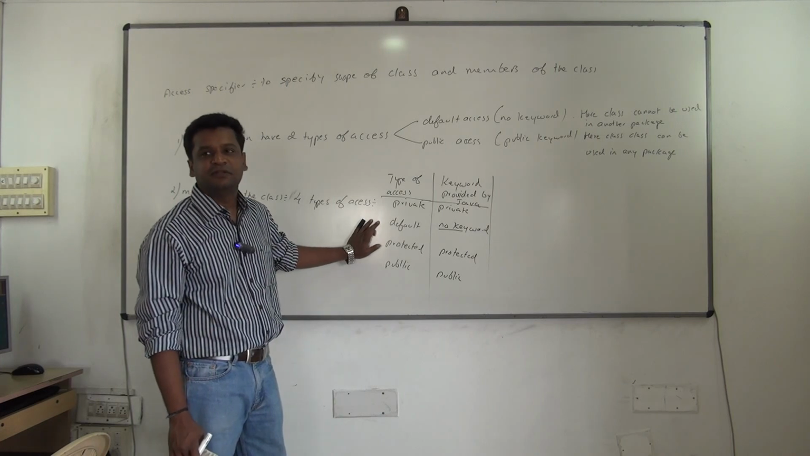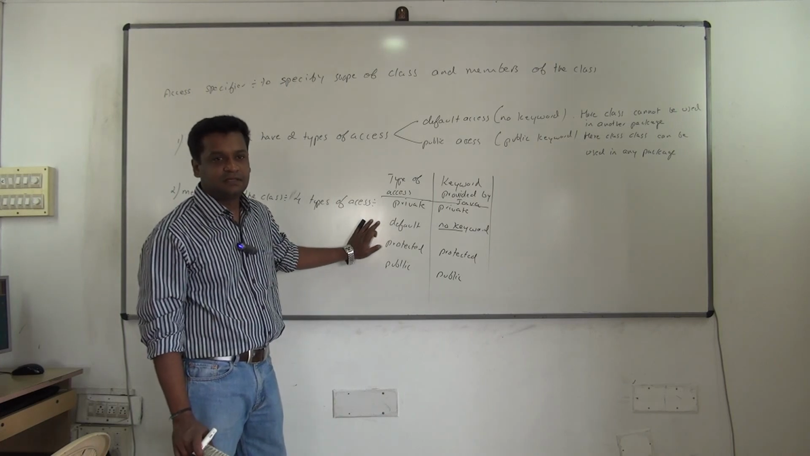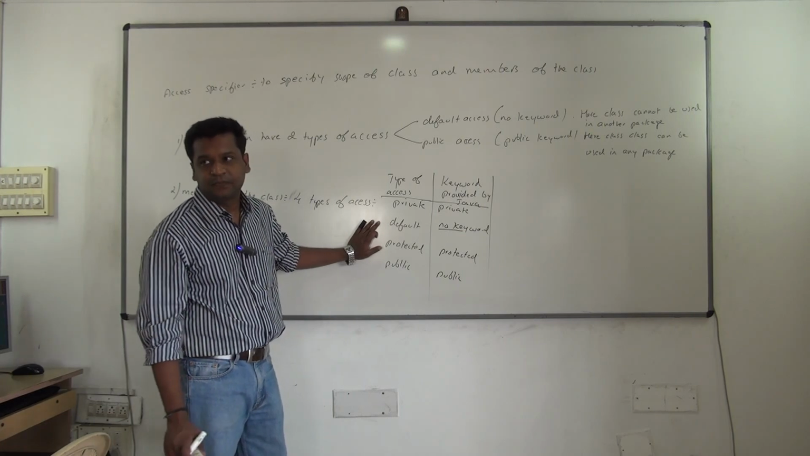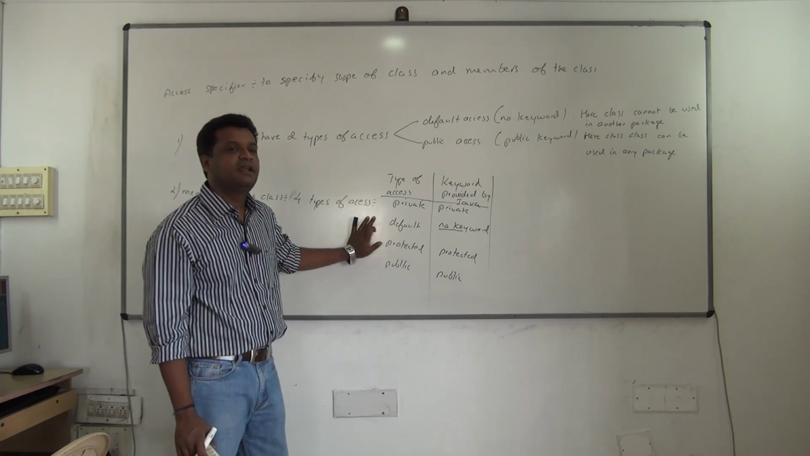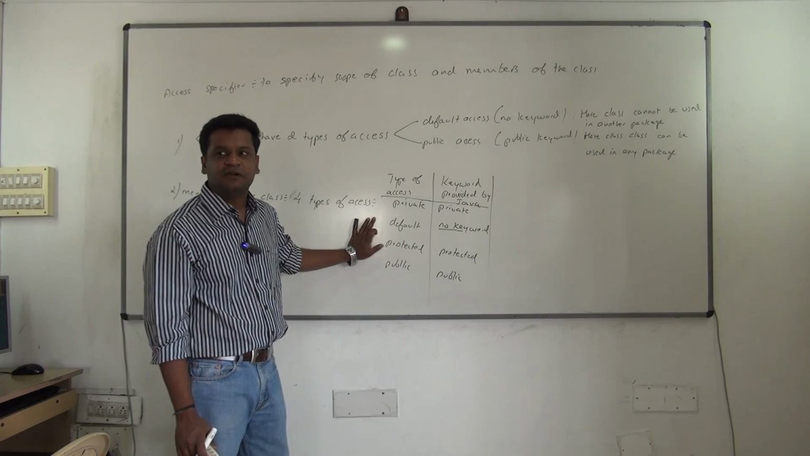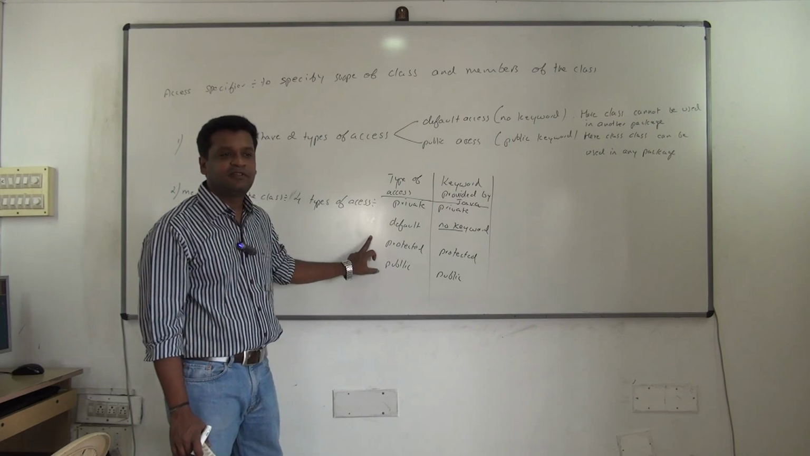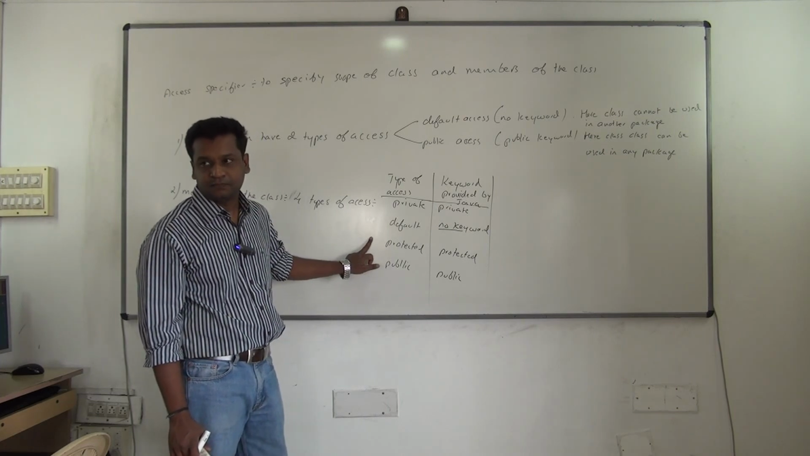A default member can be accessed by any class in the same package. When I say any class, what do I mean? A subclass or a different class, but within the same package. So one, two, three are clear. What is left? Protected.